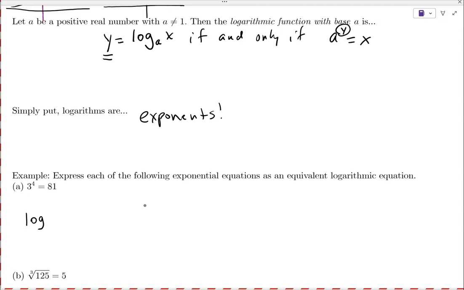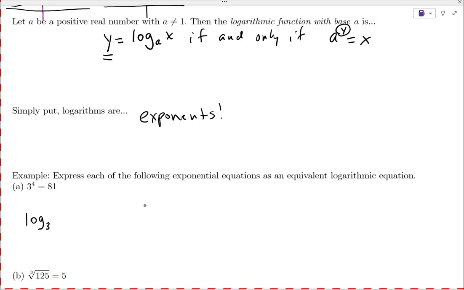Well, what's the base of the exponential equation that you have? What's the base of the exponential function that's on the left-hand side of the equation? What's the base? 3. So that's going to be the base of the log. That's the first step.